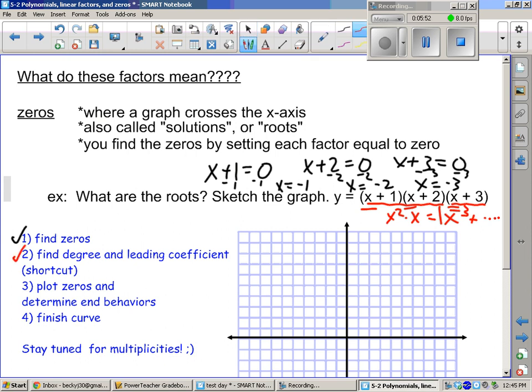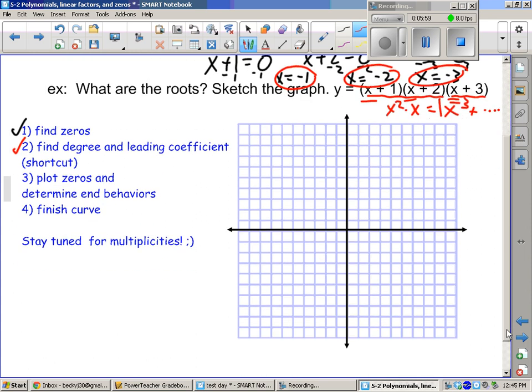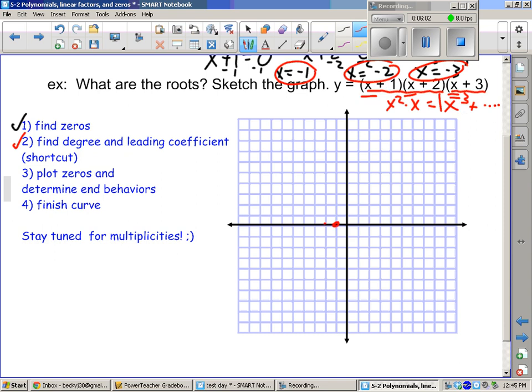All right, so we have to plot the zeros. So those are the numbers I found up here. So I plot -1. Kick it down here a little bit. -1, -2, and -3. All right, we did that.